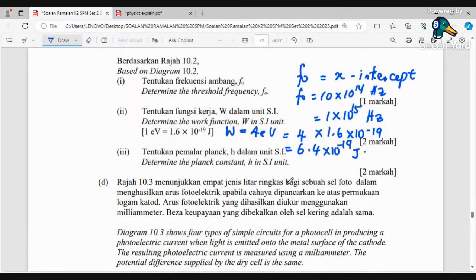Part 3, Planck constant ialah gradient. Okay, macam mana you kira gradient? Ataupun you nak guna formula pun boleh. Okay, soalan ni dia guna adalah based on diagram jadi 10.2 lah. Gunakan diagram 10.2, you dapat ialah H equals to work function 6.4 10 power negative 19 divide by threshold frequency. So you akan dapat ialah 6.4 10 power negative 34.